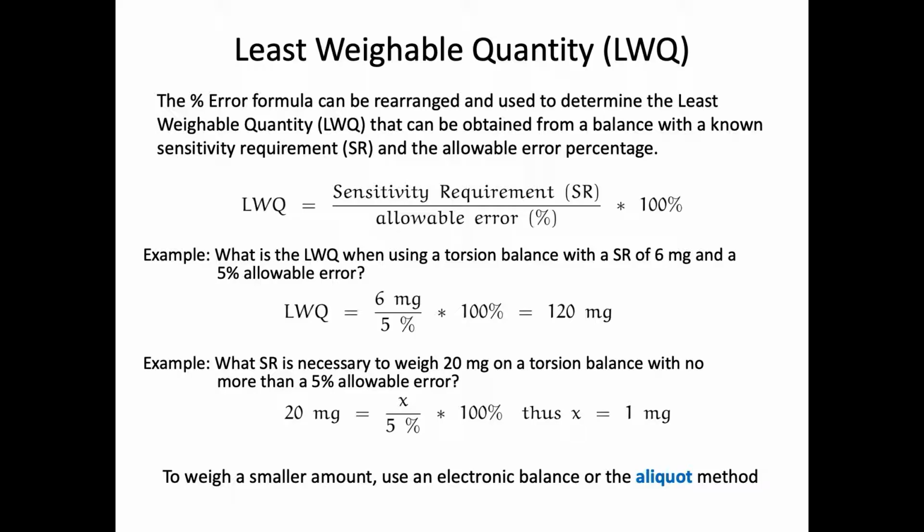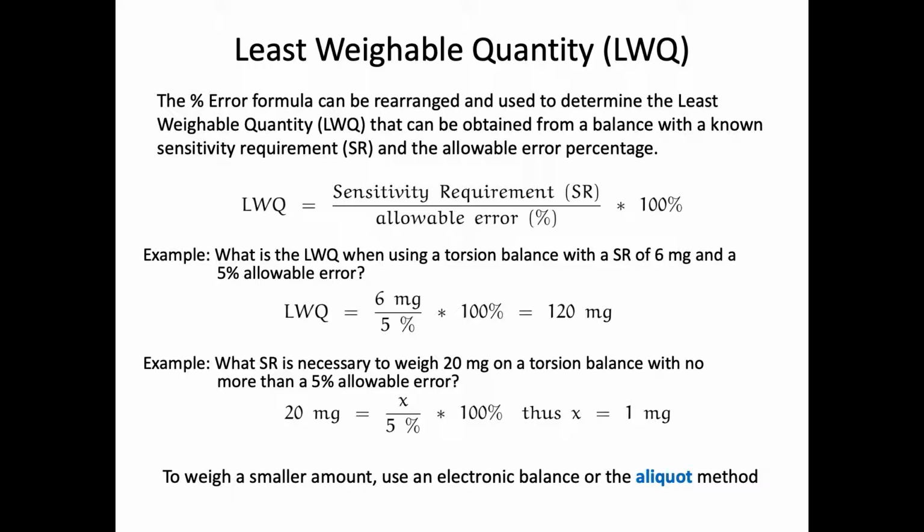So 6 milligrams for our sensitivity requirement, 5% allowable error. The least weighable quantity just says to take the sensitivity requirement divided by the allowable error times 100. So in this case, we'll take 6 milligrams in the numerator divided by 5% expressed as the numeral 5, because we're going to then multiply by 100.